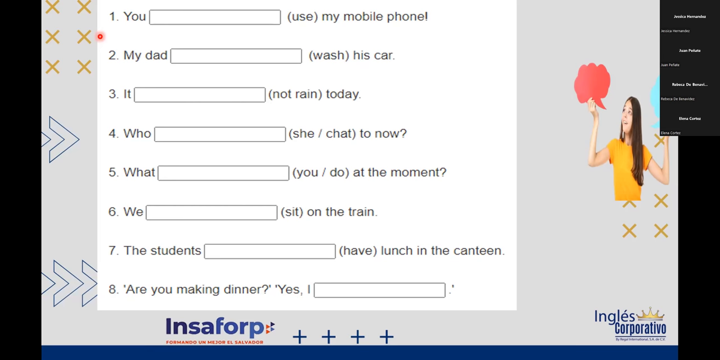Now, Rebecca, what about number two? My dad is washing his car. He's washing his car. Excellent. Thank you very much. Jessica, what about number three? It is not raining today. Excellent. It is not raining today. Now, Julio, what about number four? Who is she chatting to now? Excellent. What about number five, Oscar.